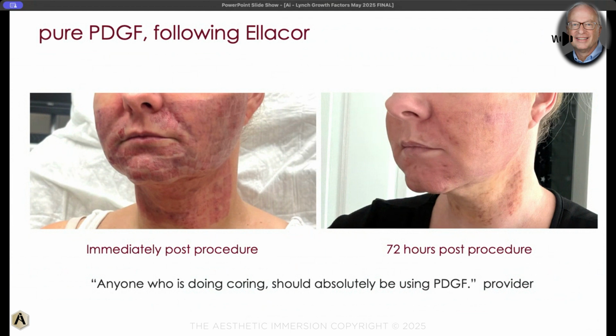This was using PDGF post-Ellacor, immediately post-procedure and at 72 hours. Provider quote was, anyone who's doing coring should absolutely be using PDGF. Next.